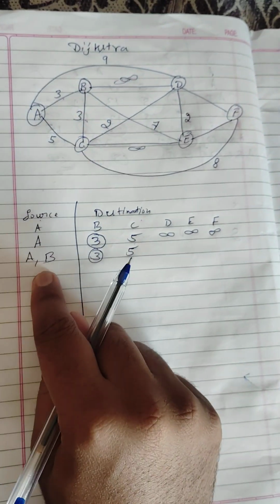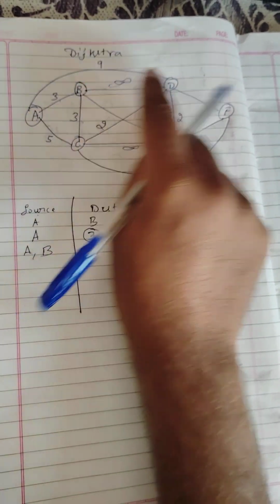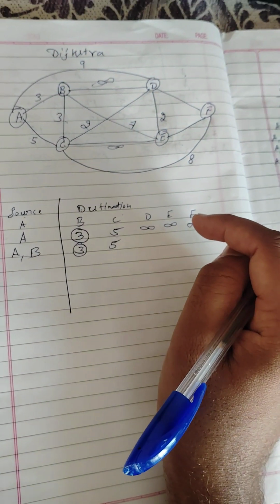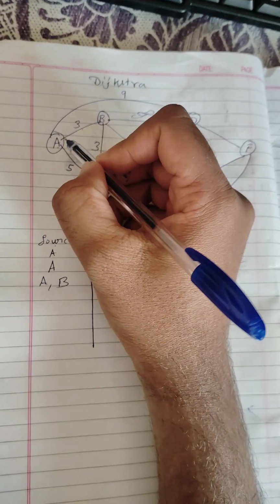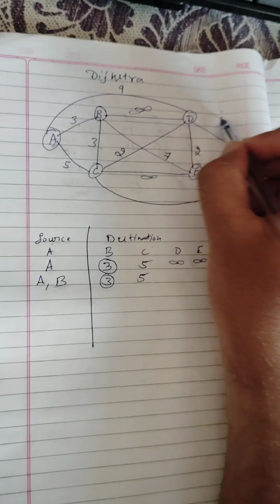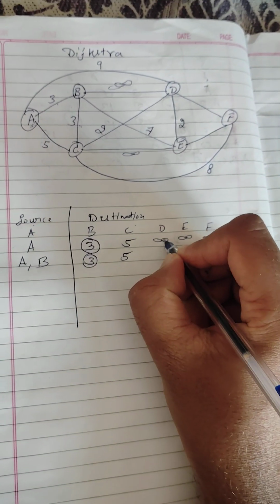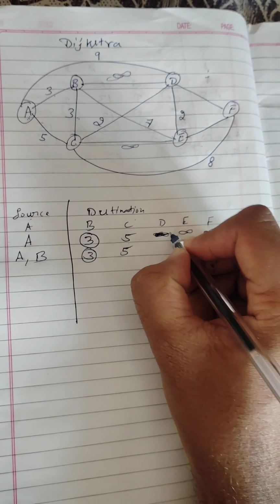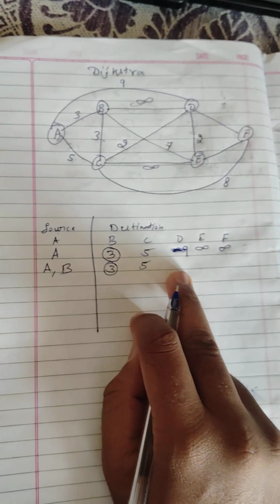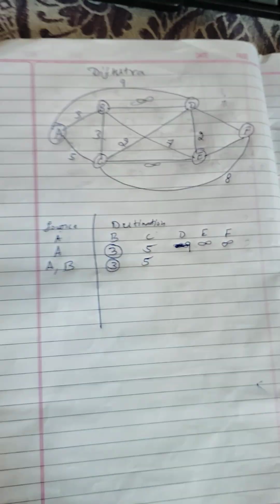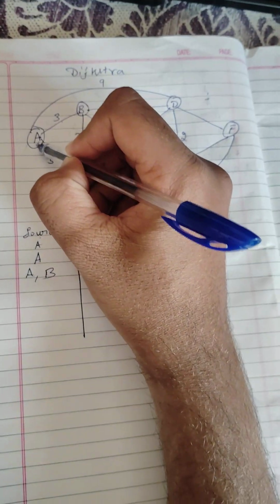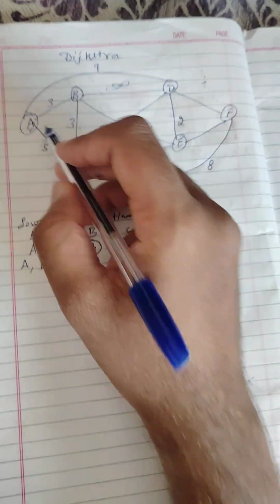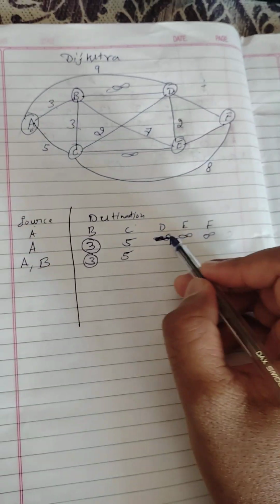And then from A to D, okay my dear friends, I missed something. See, we can go from A to D directly, so it is 9. This is important. A to D we can go directly, with 9. I forgot it.